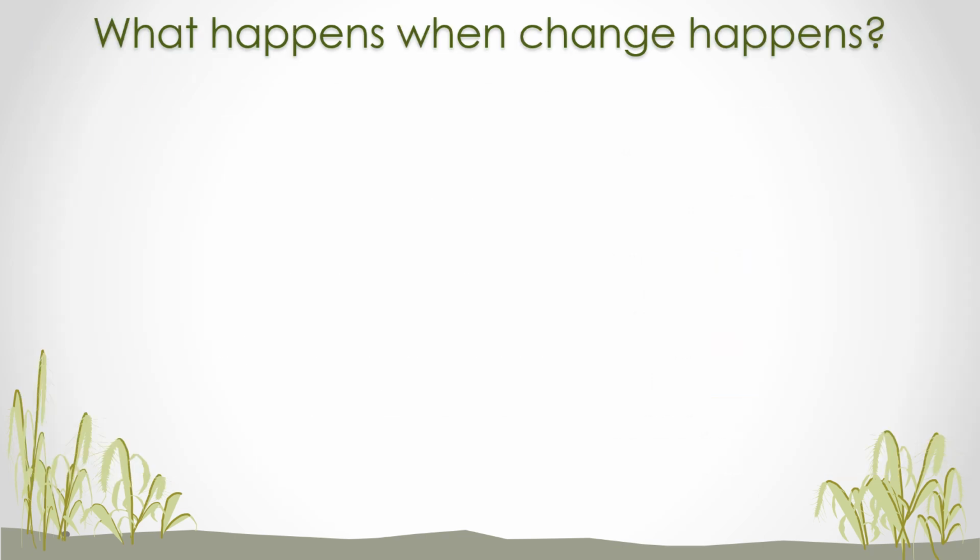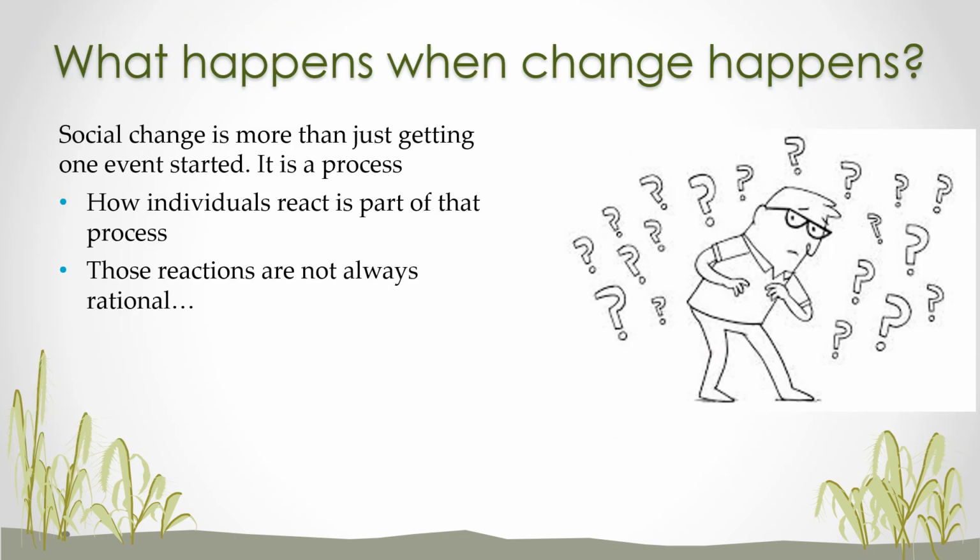So what happens when change happens? Well, social change is more than just getting one event started, what's sometimes called the catalyzing moment, or the trigger moment, or the vanguard moment. It is a process, right? There is the Boston Tea Party and the Boston Massacre that triggered the American Revolution, but there were things that led up to that, and there were many things that happened after it.